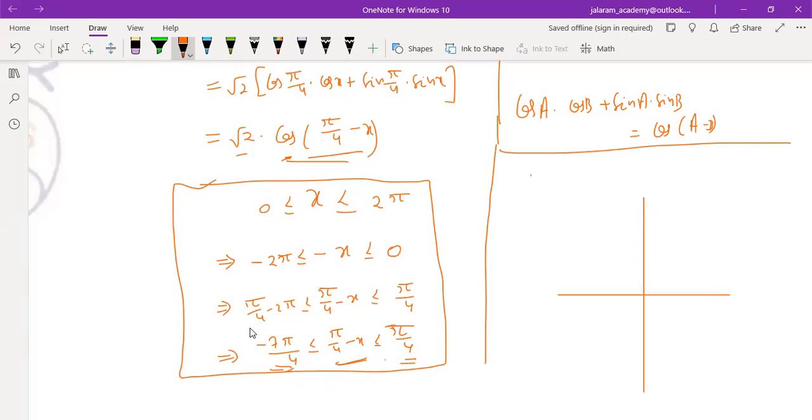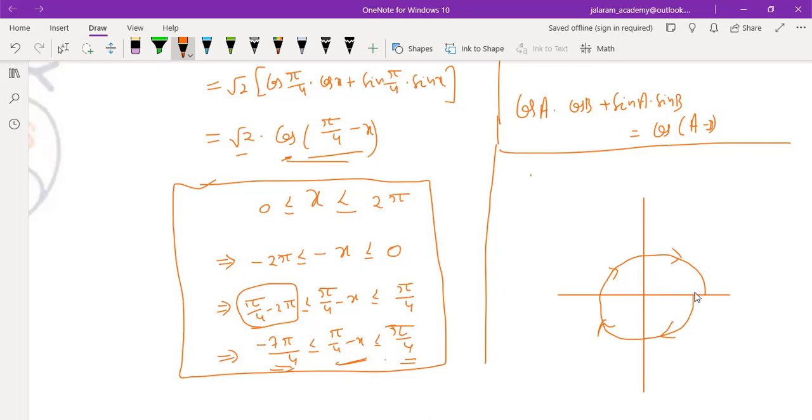Minus 7 pi by 4 means pi plus pi by 4 in the fourth quadrant. So it is in which quadrant? Can you tell the value of this angle? Not 360, in terms of pi. It is 2 pi.